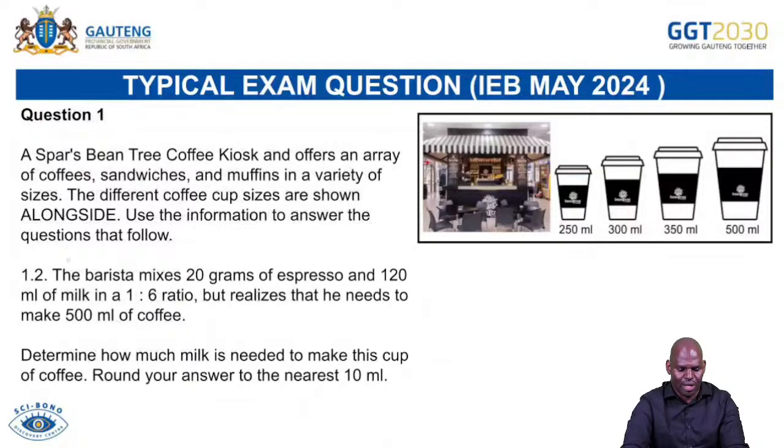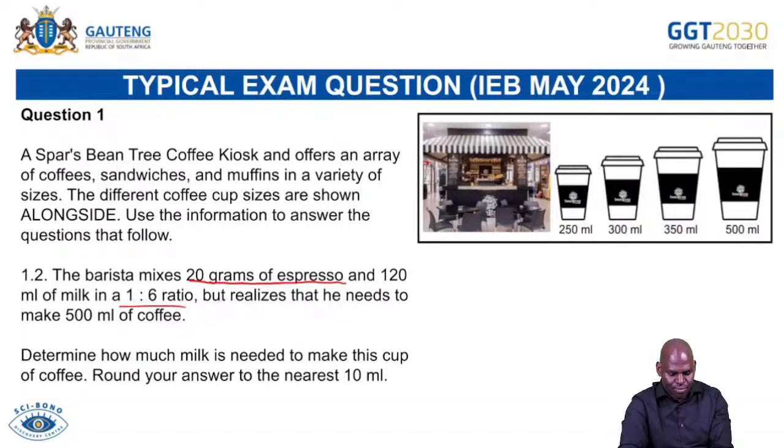Okay, still on the very same question. The barista mixes 20 grams of espresso and 120 milliliters of milk in a 1:6 ratio. But he realized that he needs to make 500 milliliters of coffee. So in this case, it means when they prepare coffee, they mix 20 grams of espresso and 120 milliliters of milk. But this one they need to make 500 milliliters, so this one must be a mixture of 500. So if it's 500 milliliters, how much milk do we get in here? They say determine how much milk is needed to make this cup of coffee. Round your answer to the nearest 10 milliliters.